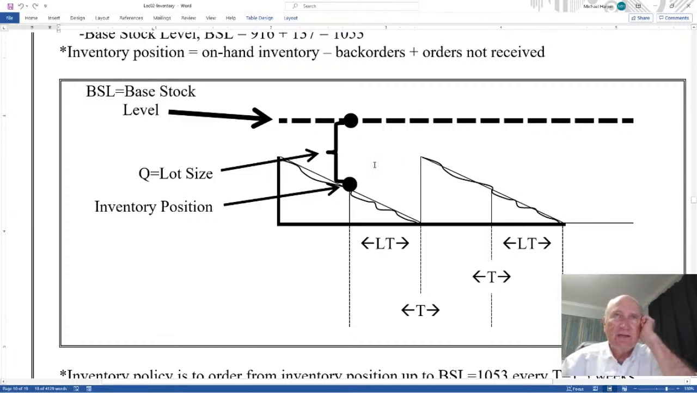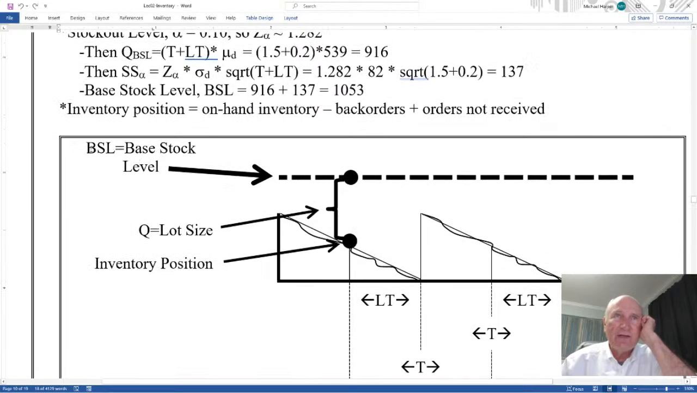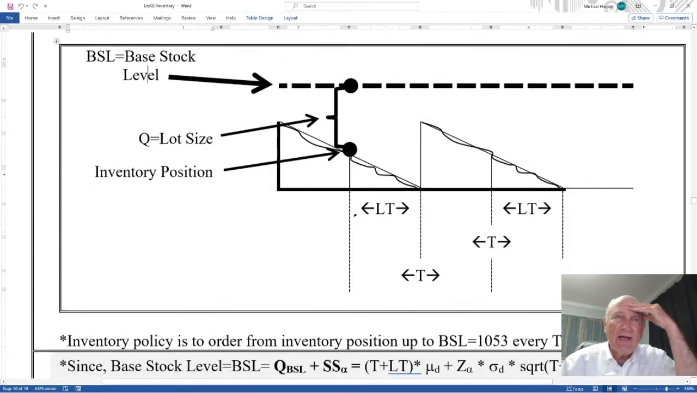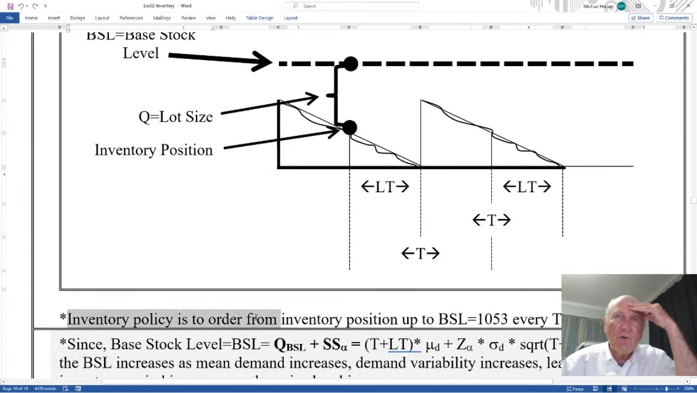So in the periodic review system, the whole calculation is just whatever this base stock level is up here. What is that value? You're calculating one value. Because the inventory period is fixed, that's given. Lead time is fixed, that's given. And the inventory policy is order from the inventory position up to the base stock level.